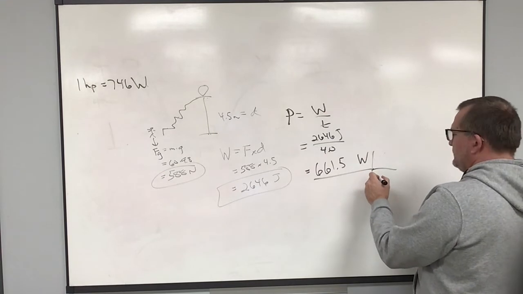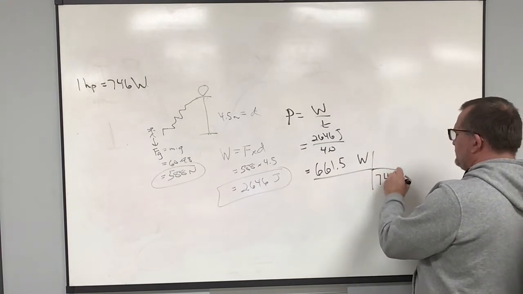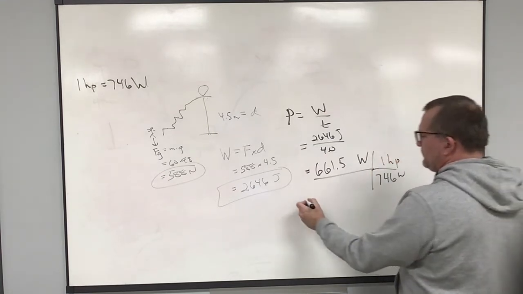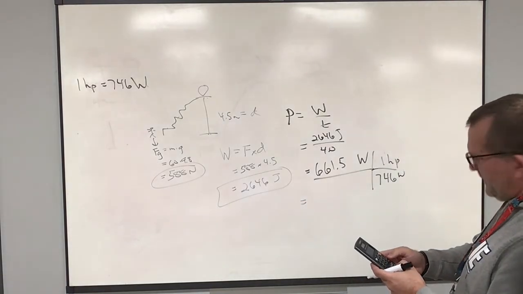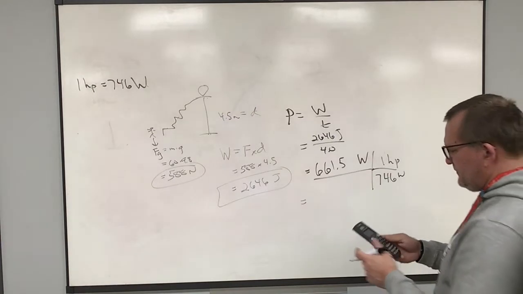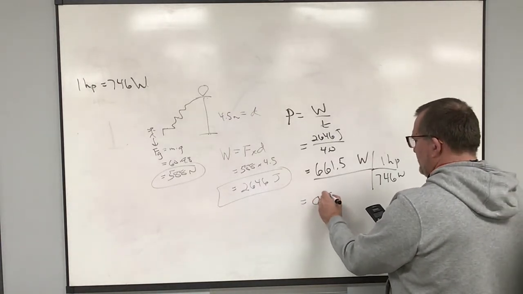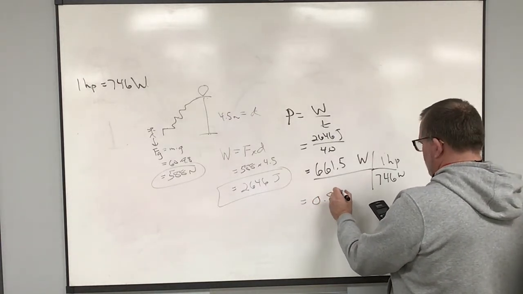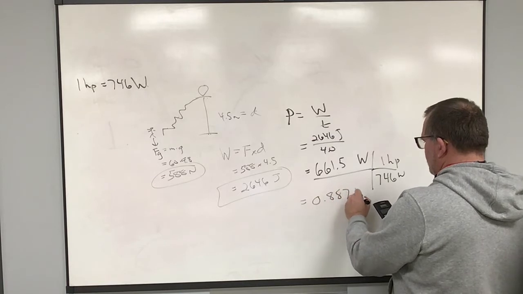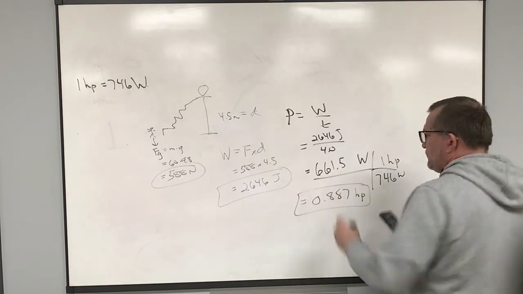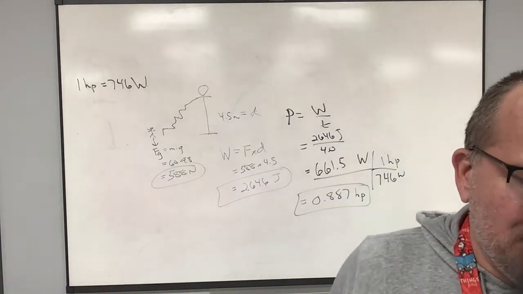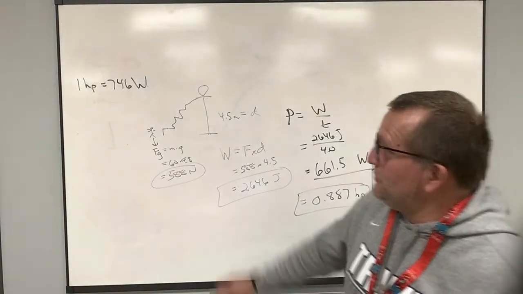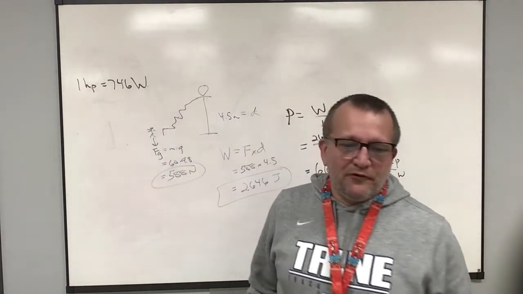So I say 746 watts is 1 horsepower, and 661.5 divided by 746 gives me 0.887 horsepower. So horsepower is going to be 0.887. So we can find wattage and horsepower as long as you remember this conversion, 1 horsepower, 746 watts.